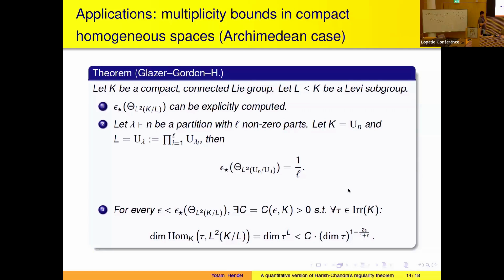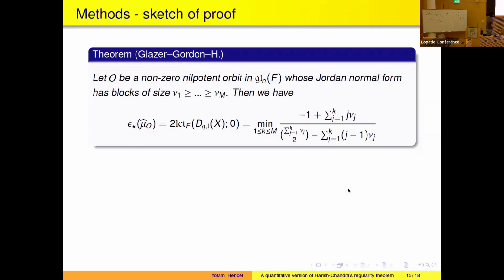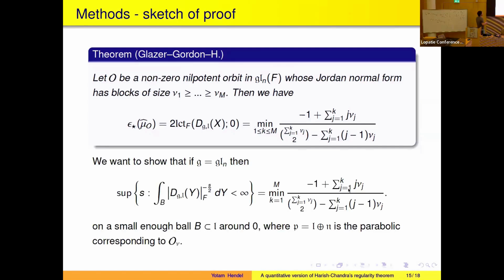So in the remaining couple of minutes, let me say something about the methods, at least about some of the methods. So recall, we want to prove this kind of equality, and you have something sensible on the left-hand side and something maybe not so sensible on the right-hand side. And the way to do it is as follows.